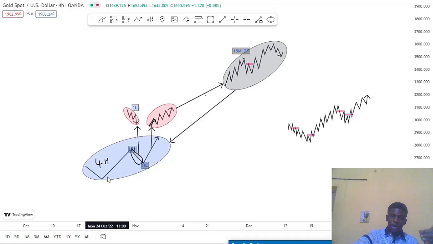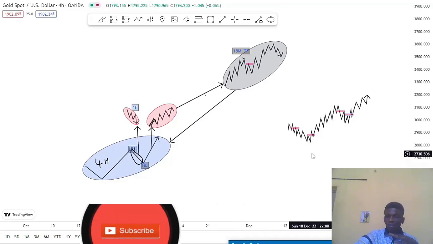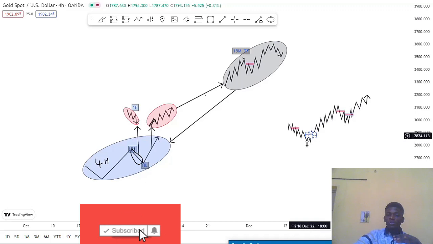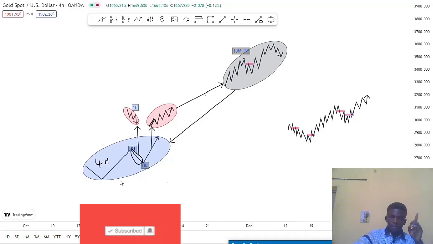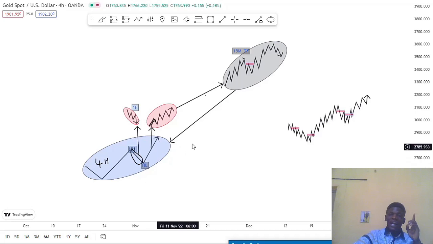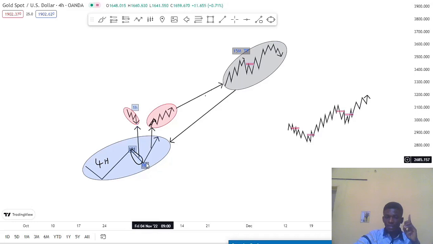I say relate 4 hourly to 15 minutes, relate hourly to daily, and relate 5 minutes to what, an hourly time frame. With this, you make trading very, very simple. Once you see a violation of structure like this, more often than not, a higher high on 4 hourly time frame is about to be created. And once a higher high is created on a 4 hourly time frame, more often than not, a pullback on the 4 hourly time frame is about to take place.